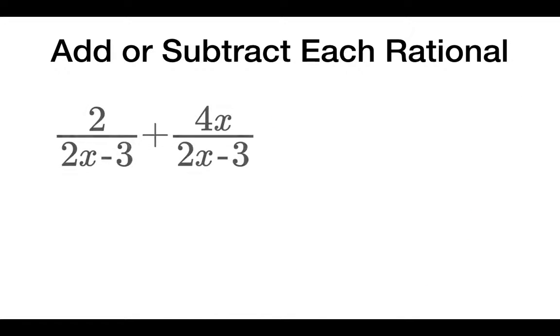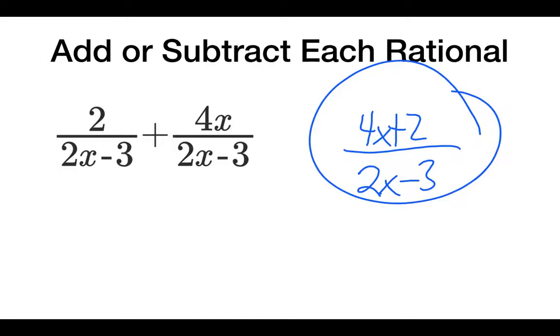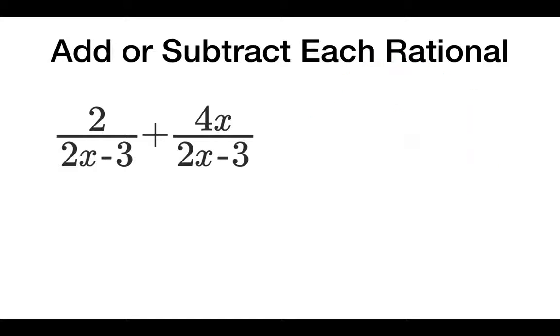All right, let's try another. In this case, hey, this question is simple. We have the same denominator in both. So 2 plus 4x is just 4x plus 2, all over 2x minus 3. Guess what? We're done. Awesome.